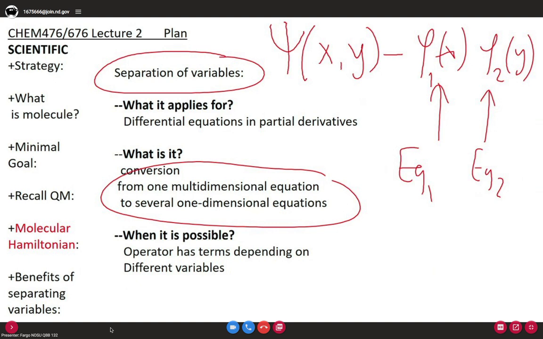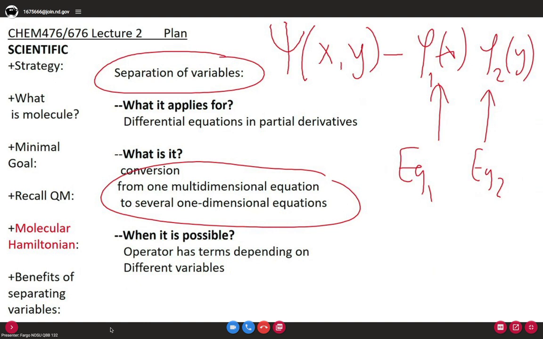What are the conditions for separation of variables? When is it possible? When your wave function is a function of more than one variable. But sometimes it is not possible mathematically. There should be additional conditions that would permit you to do it or not to do it.